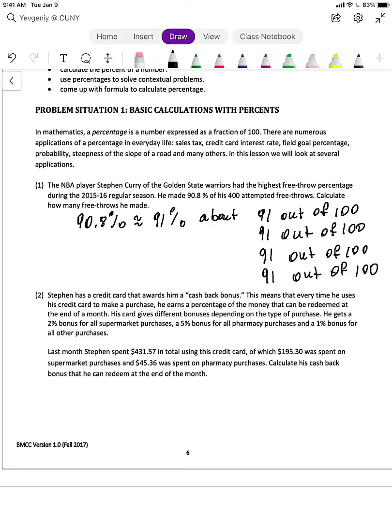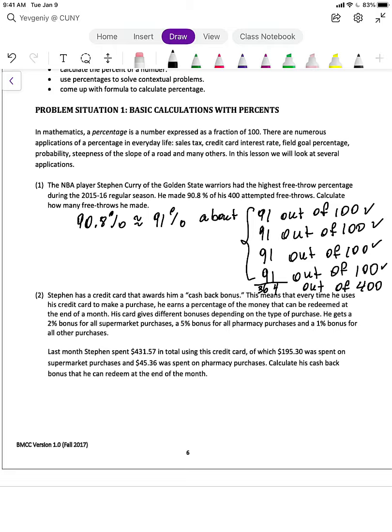Why am I writing it four times? Well, because you have 1, 2, 3, 4 sets of 100, which makes it 400 attempts. So if we add these all together, we're going to get 1, 2, 3, 4, and then 9 times 4 is 36. So 364 out of 400 attempts. So that's if you reason this in terms of just understanding what the percent means.